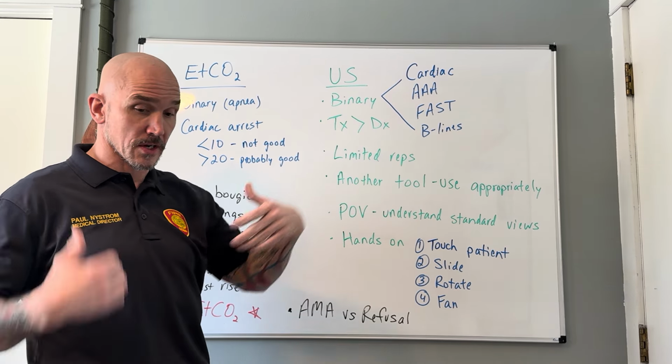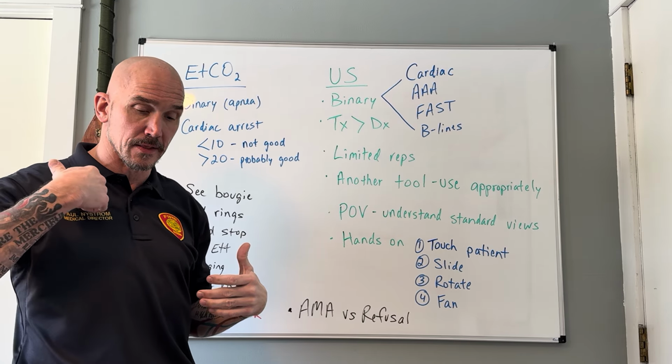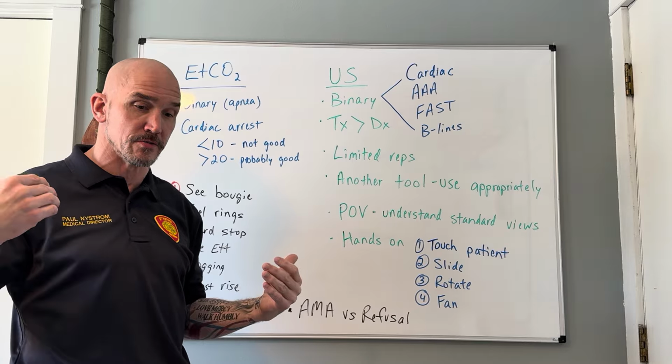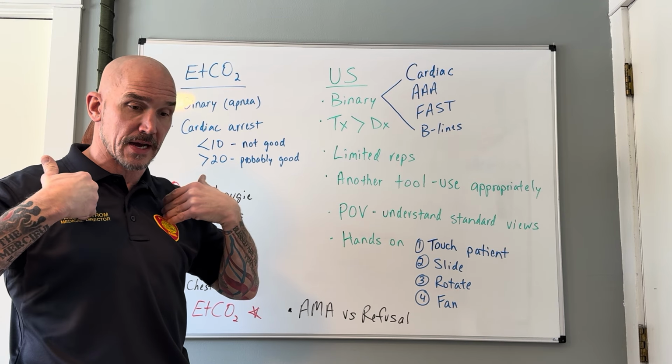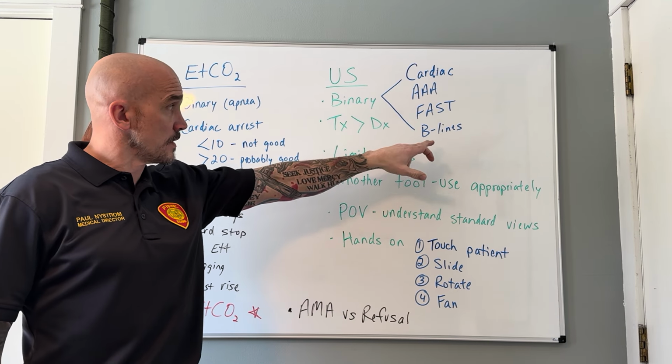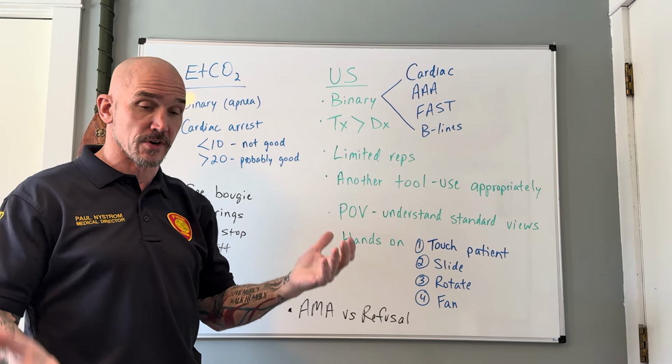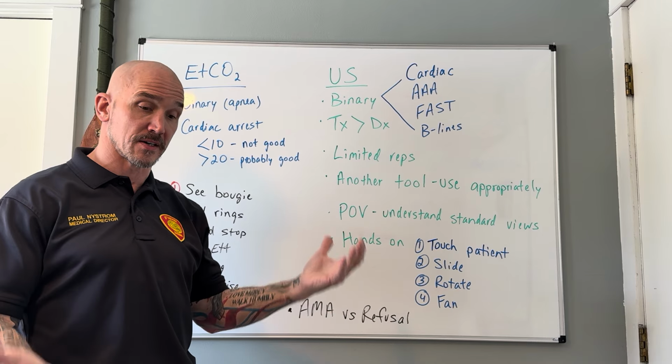I'm not asking you to look for lung sliding, like a lung point, to grade how big of a pneumothorax. Do we want to know big picture? Is there a pneumothorax there or not? Do I see sliding signs? Same with B lines. Again, if you're differentiating COPD from CHF, we talked about that.